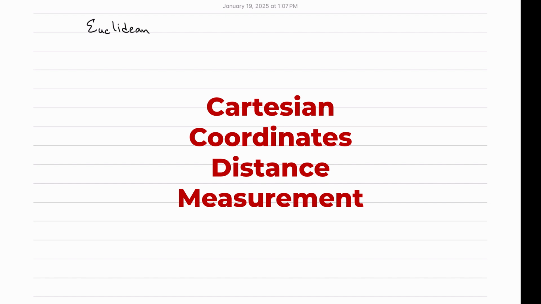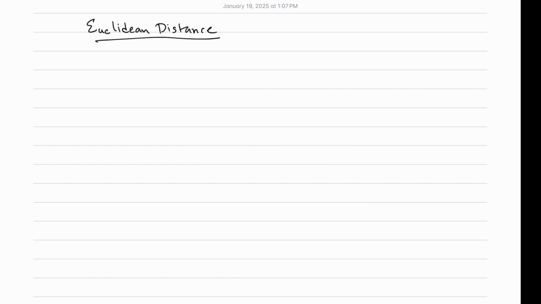asked is: what is Euclidean distance? Okay. So Euclidean distance obviously is to measure the distance between two points in a Cartesian coordinate. Okay, and you must have studied this from your high school mathematics. The Pythagorean theorem.